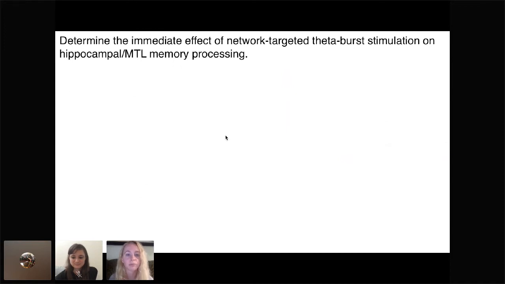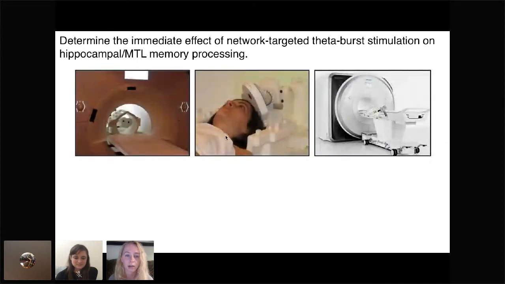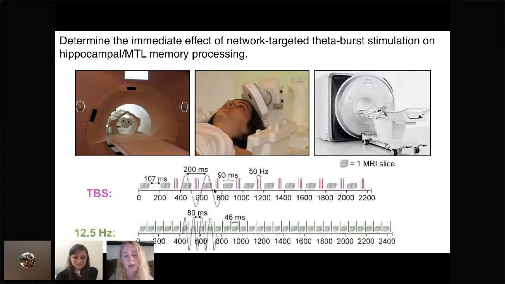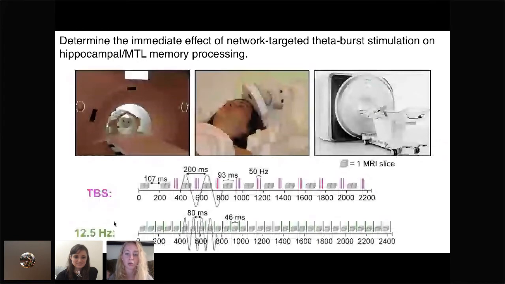So in order to look at the immediate effect of TMS, we delivered stimulation inside the scanner, and these are just some example photos of what the setup looks like here. And then we developed some scan sequences, one that allowed us to deliver theta burst stimulation during scanning, and one that allowed us to deliver a 12.5 or an alpha or beta, however you want to define that, frequency stimulation during scanning. And so the scan parameters were designed and set up so that the TMS pulses indicated in the colored lines here would not interfere with our scan acquisition. And then the 12.5 hertz or alpha frequency serves as a control frequency to our theta burst condition of interest.